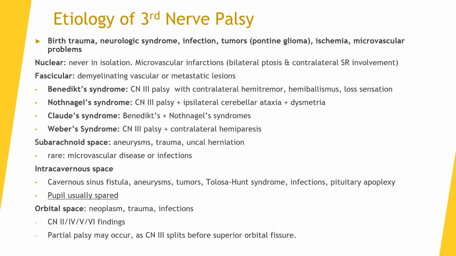Lastly, in the orbital space, neoplasm, trauma, and infections can cause third nerve palsy. Other cranial nerve findings can occur with this etiology, seeing how the cranial nerves are placed so closely together. And because the branches of the third nerve split right before the superior orbital fissure, the etiologies may only affect either the superior or the inferior division.